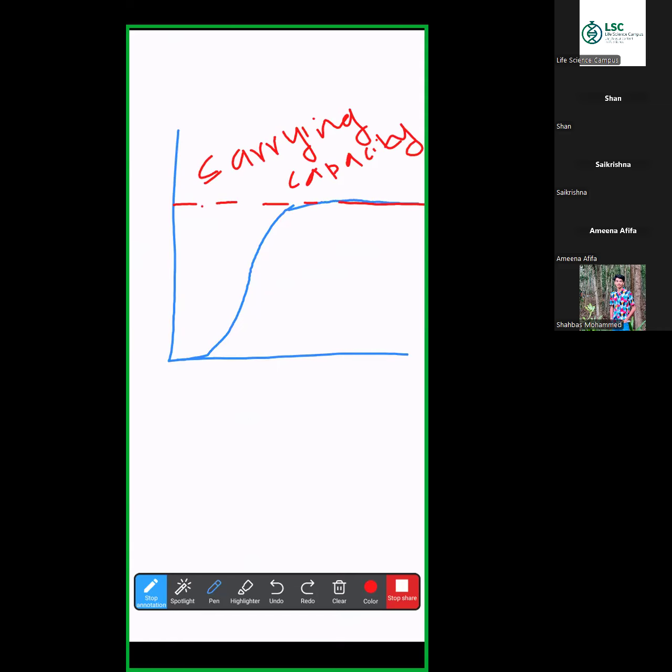So carrying capacity is the maximum amount of resources supported by the environment for the growth of a population. Beyond this carrying capacity, there will be no resources available for the population to grow. So population growth stops there, and this upper boundary for the growth curve is called the carrying capacity.